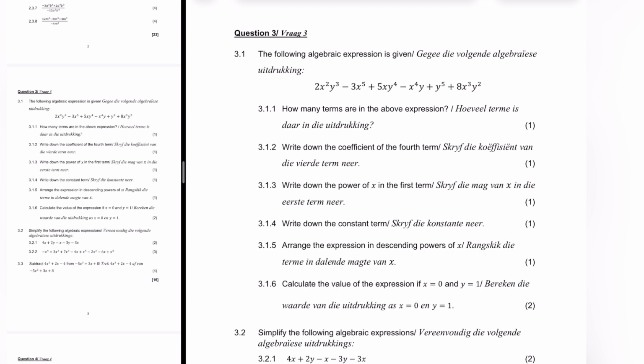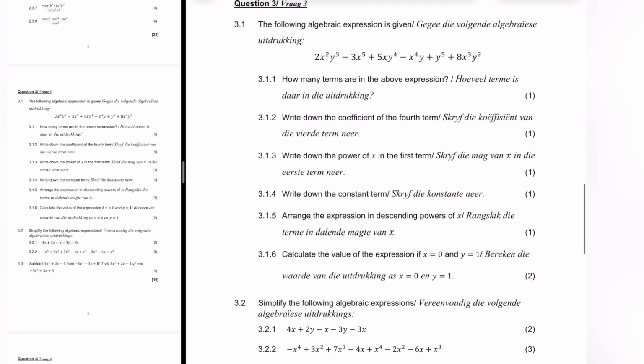So the following algebraic expression is given. We have 2x to the power 2, y to the power 3, minus 3x to the power 5, plus 5xy to the power 4, minus x to the power 4 y, plus y to the power 5, plus 8x to the power 3, y to the power 2. Saying that as fast as possible is not really going to help, but being able to read it first and count how many terms there are, that is what we're going to be looking at here.